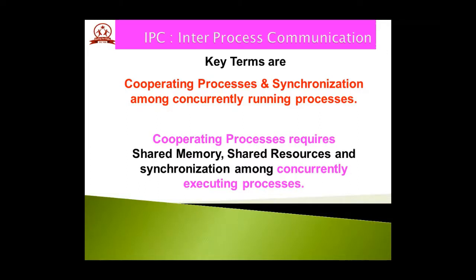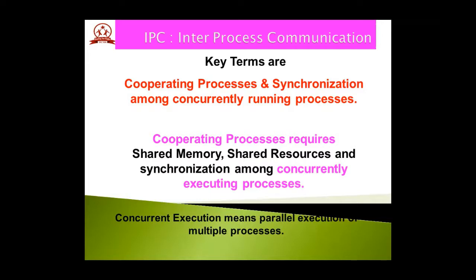Cooperating processes require shared memory, shared resources, and synchronization among concurrently executing processes. It means two processes are said to be cooperating with each other when they require certain resources to be shared among themselves, such as shared memory, shared CPU time, and then they have to work in synchronization with each other. Concurrent execution means parallel execution of multiple processes.